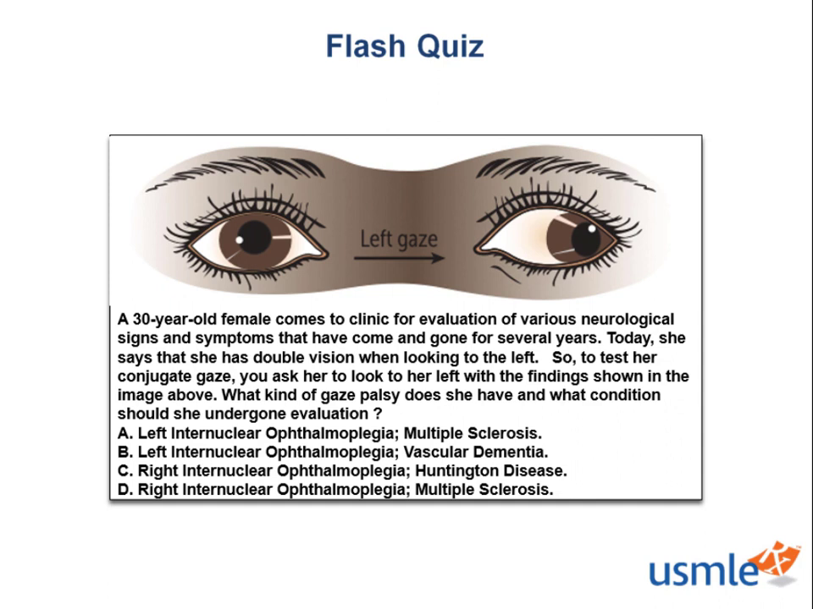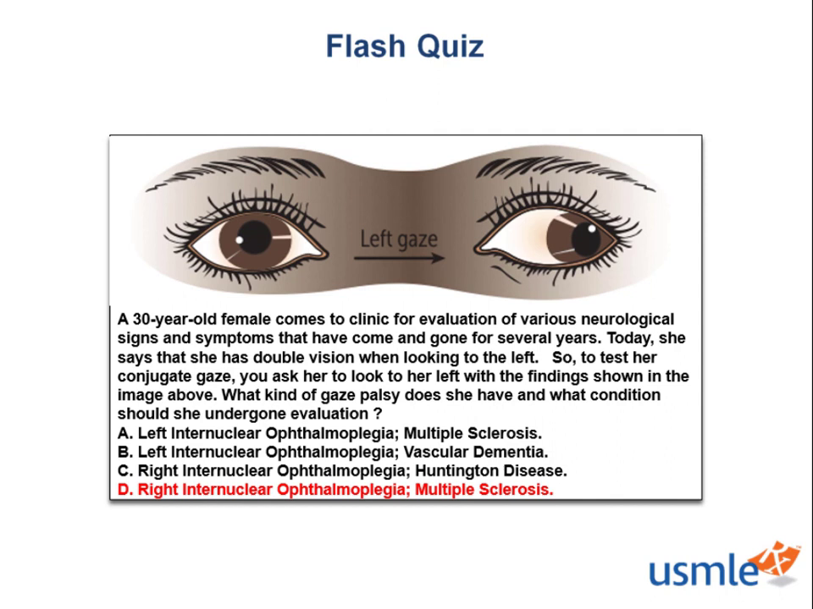A. Left internuclear ophthalmoplegia, multiple sclerosis. B. Left internuclear ophthalmoplegia, vascular dementia. C. Right internuclear ophthalmoplegia, Huntington's disease. Or D. Right internuclear ophthalmoplegia, multiple sclerosis.